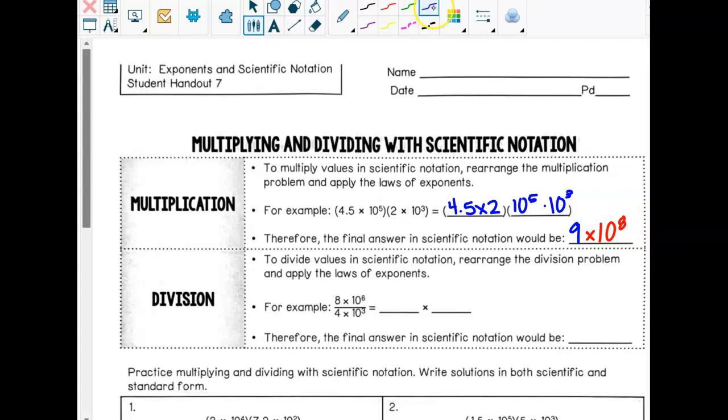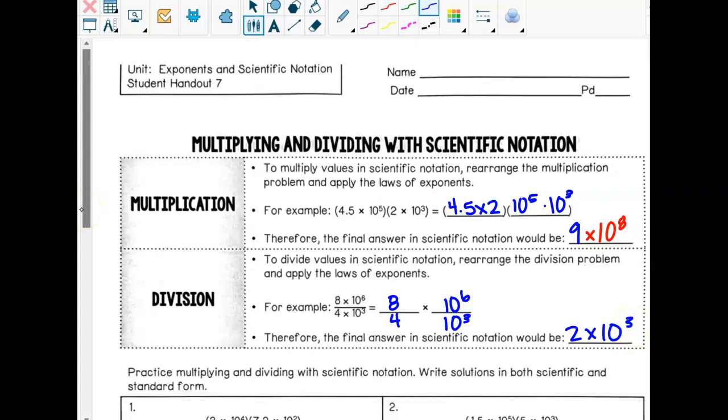Same thing when you divide. You can put them in any order. So if we have 8 times 10 to the 6th divided by 4 times 10 to the 3rd, it would be much easier to just do 8 divided by 4 and 10 to the 6th divided by 10 to the 3rd. So 8 divided by 4 is 2, and then 10 to the 6th divided by 10 to the 3rd. Remember, that quotient rule tells you to subtract. So 6 minus 3 is 3, 10 to the 3rd. So that answer would be 2 times 10 to the 3rd.